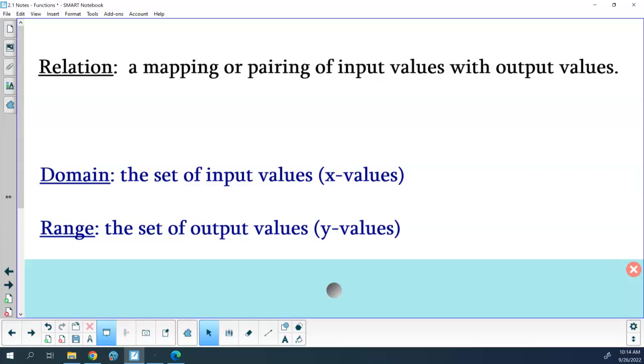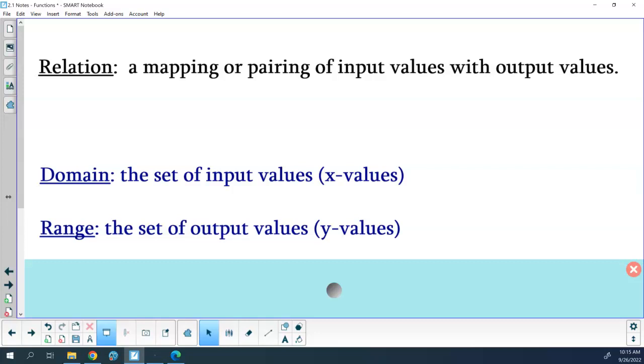Then we have the range. The range is the values you get out, coming out of our function. And those can be different. Sometimes it's all real numbers, sometimes it's a specific set of numbers, sometimes it's just a little teeny tiny range of numbers. Okay? So you've got that.